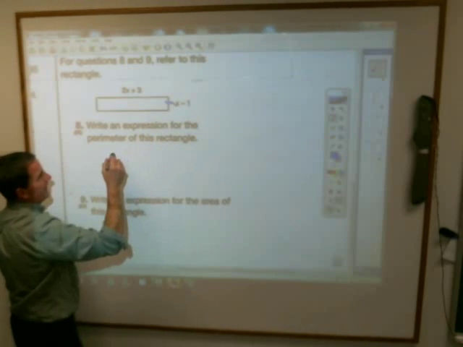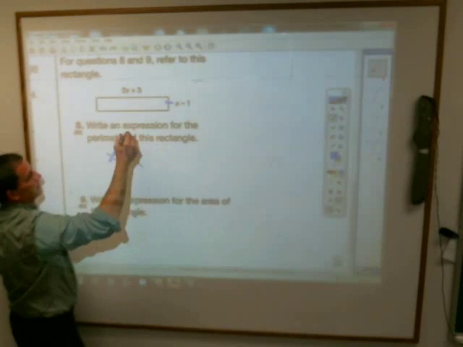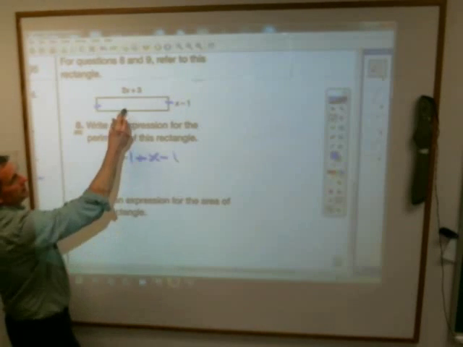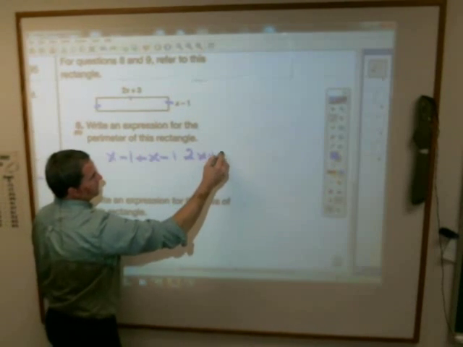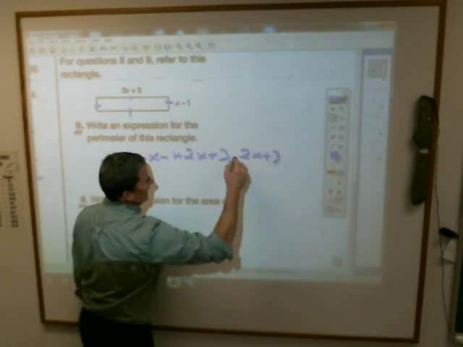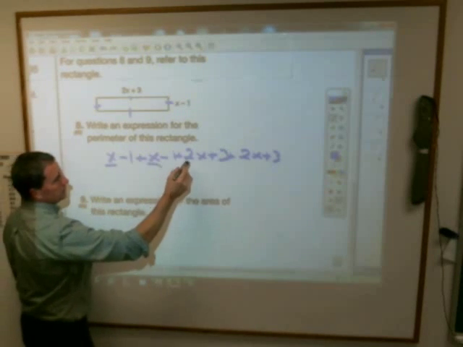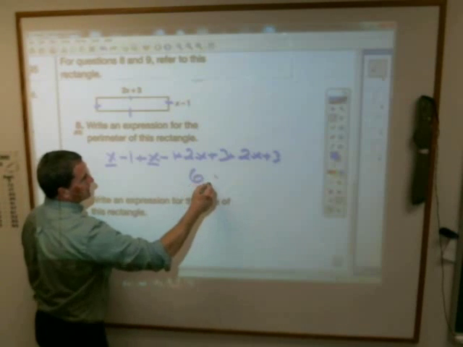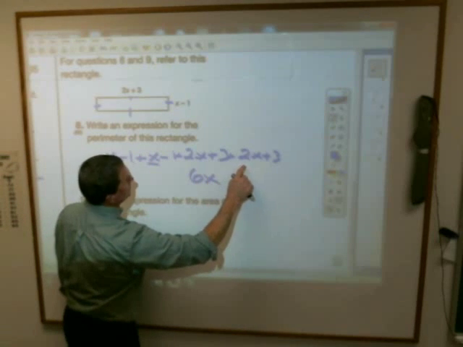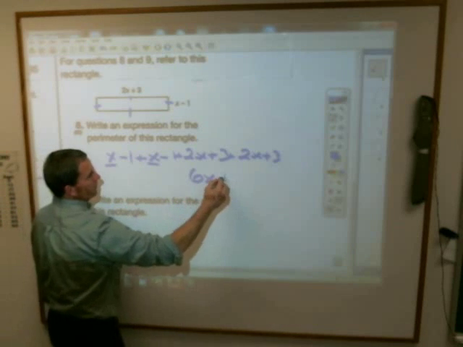Yes. So you have x minus 1, we can put this in front, plus another x minus 1 for this side, right? Plus a 2x plus 3, plus another 2x plus 3. You are adding all of those together for the perimeter. How many x's do you have? 1, 2, 3, 4, 5, 6 x's. And the numbers you have, a -1, a -1, a +3, and a +3. So it's 6x, and +6 -1 -1 is +4.